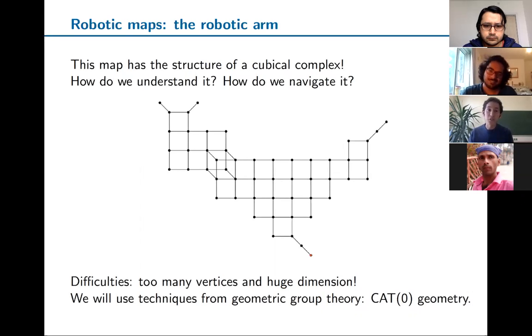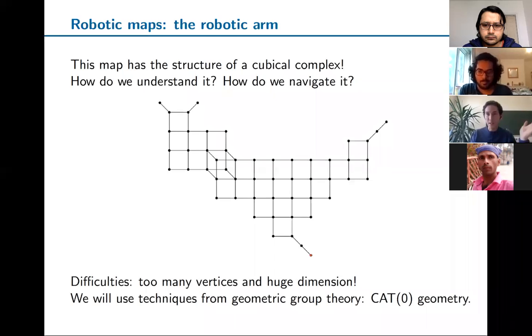And this map has a structure of a cubical complex. So for example, you see here a 3-dimensional cube, and this corresponds to 3 possible moves that you can perform independently. So in general, if you have D independent moves that you can perform at the same time, this will be a D-dimensional cube. And of course, the question is, how do we understand this map? And most importantly, how do we navigate it?